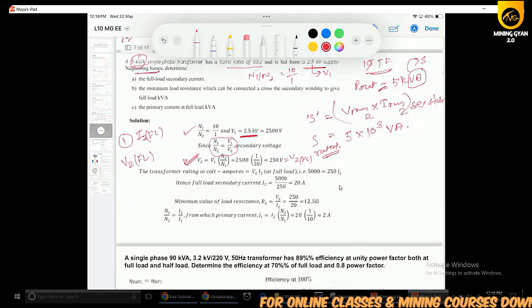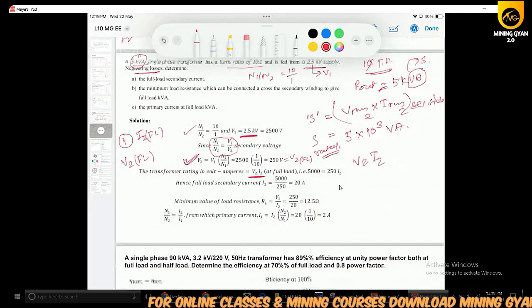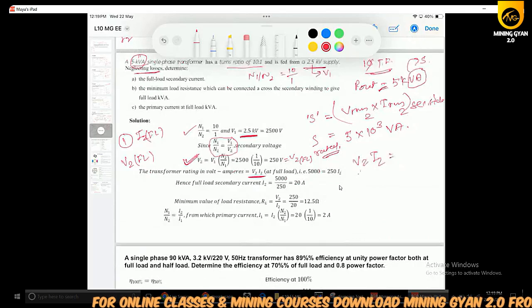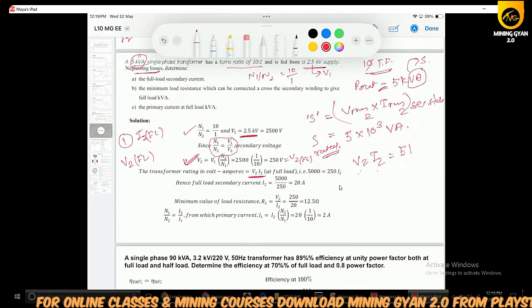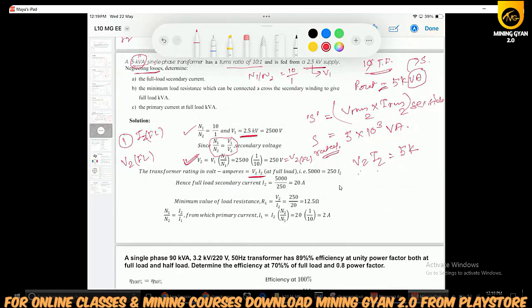Then they have given V2 I2 at the full load case. V2 I2 will be what? These are the RMS values of voltage and current, okay? And that will be 5 kVA, 5K. And you already got V2 value as 250. Then I2 full load will be how much? 5000 divided by the value of V2, and that is 250. So you will get I2 equals 20 amperes, and that is the rated current at the secondary side that is flowing through the load.